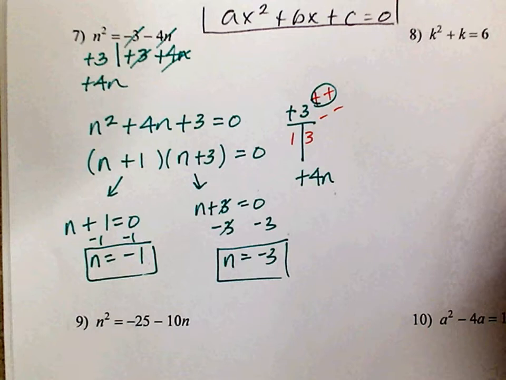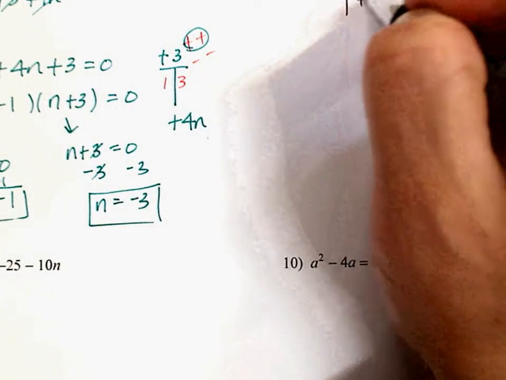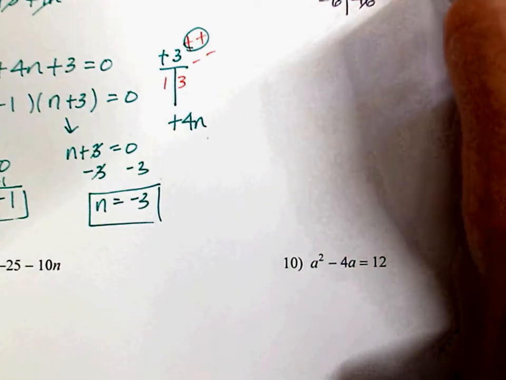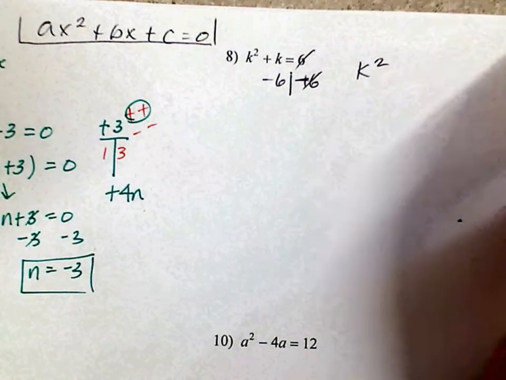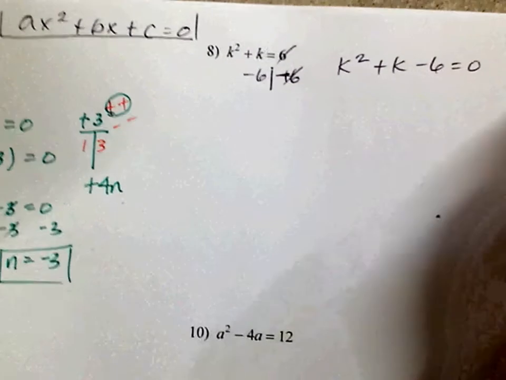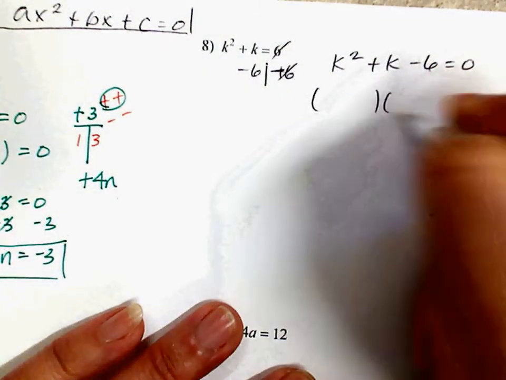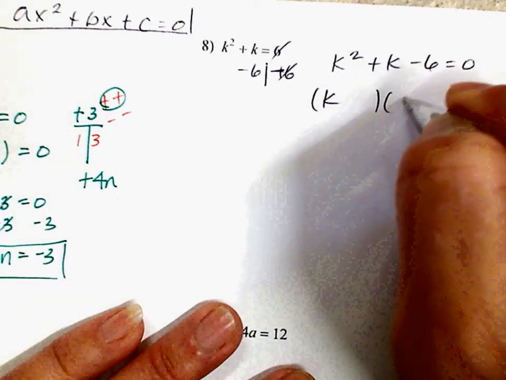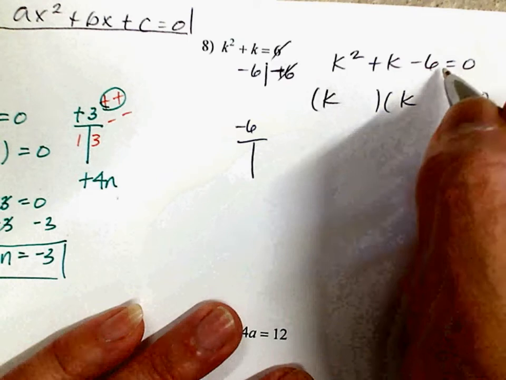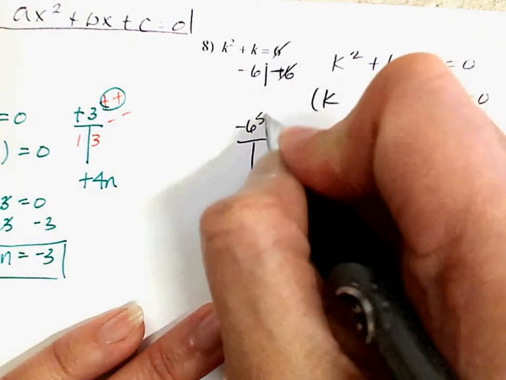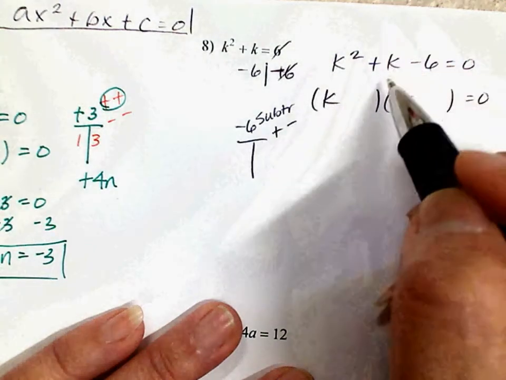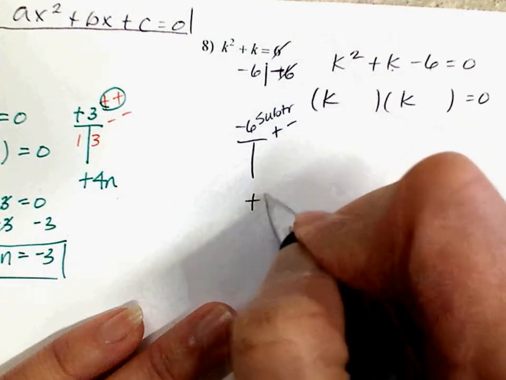Number 8. Alrighty. So we're going to subtract 6. Subtract 6. So now you have k squared, my apologies, plus k minus 6 is equal to 0. Draw your two sets of parentheses. K and k. You got negative 6. So I'm looking for two numbers that multiply, and you're going to subtract. And when you subtract, you have a plus and a minus to equal that middle term, which is positive 1k.